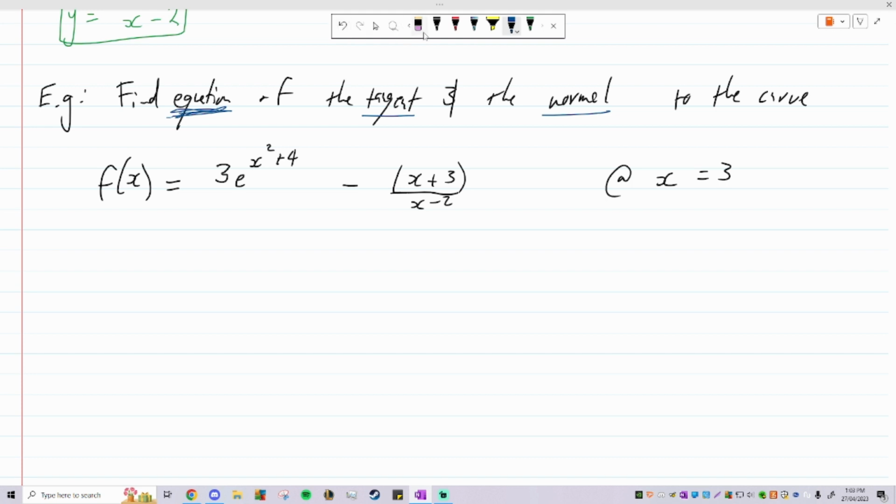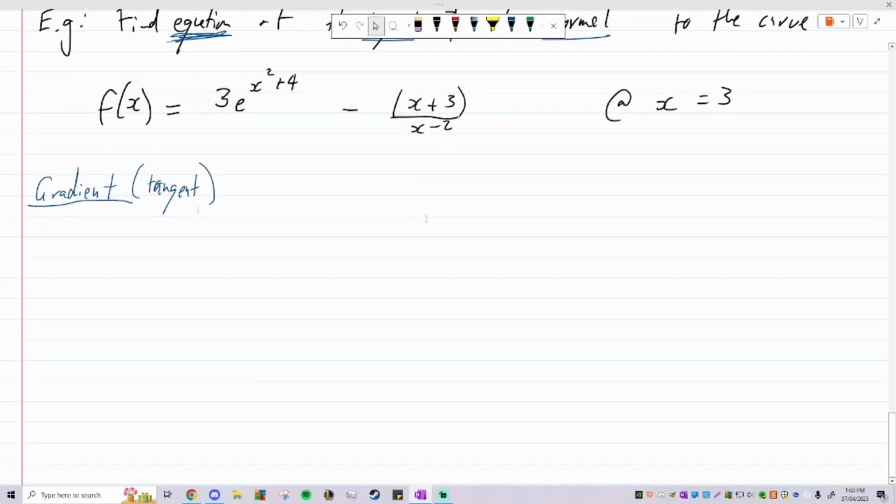Okay, let's do the first thing here, and let's find the gradient. We're going to find the gradient of the tangent first, because of course we don't find the gradient of the normal first. It's just a little bit more inconvenient. All right, so gradient of the tangent means we have to find the derivative. So this is where I'm testing you a little bit here. How do we find the derivative of this?